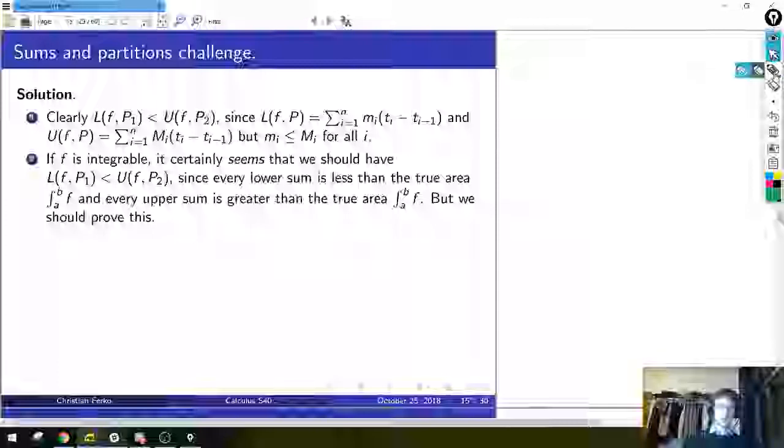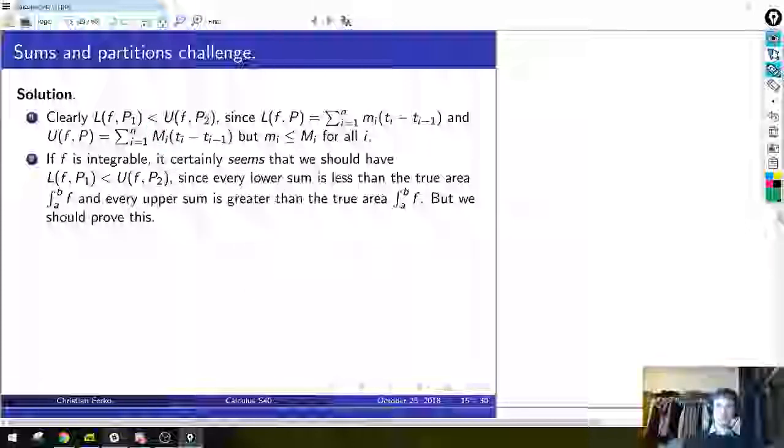Okay, so what were the answers? Well, as you said, in the first case, it's less than or equal to P1. So in the first case, it's pretty easy. You could prove it in one line, basically, since this is a sum of m sub i's, and this is a sum of capital M sub i's, but by the definition of supremum and infimum, the infimum must be less than or equal to the supremum, because the infimum's a lower bound and the supremum's an upper bound, and that's what bounds mean. In the second case, indeed, it certainly seems, if this guy has a sensible area, that we should have this, but we should prove it.